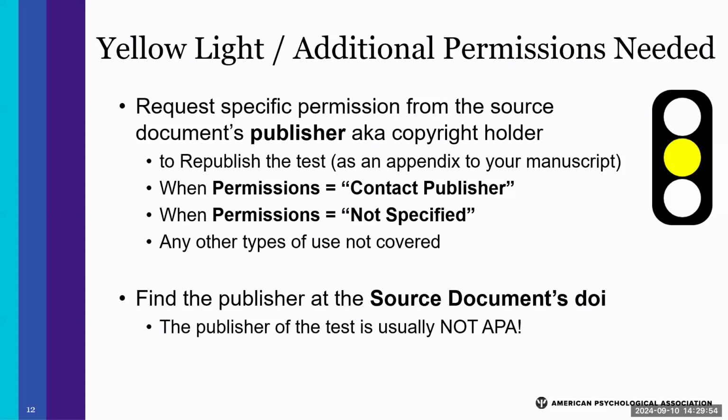So if this is confusing, yellow light permissions, you can always write into us and we can help advise on the best way to handle things. But just so you know, if something is a little unclear and you need to check with the copyright, you can find the copyright holder easily by using that publisher's DOI. Most of the time, it is not APA. We're happy to steer you in the right direction. But unless that source document happens to be an APA journal, we're not the copyright holder, and you're usually going to have to contact someone else for these yellow light scenarios.